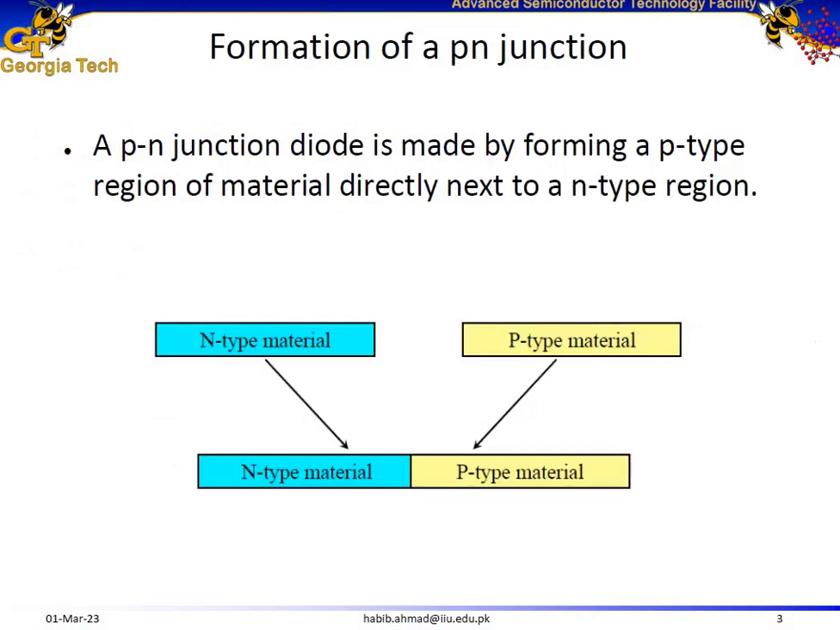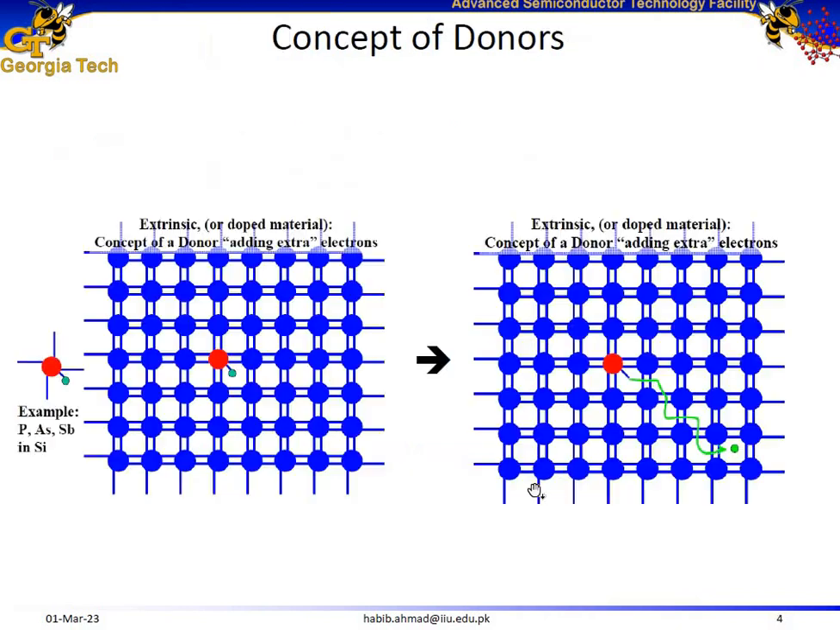Formation of a p-n junction. How do you form a p-n junction? You form a p-n junction by placing together an n-type material next to a p-type material. Let's first talk about the n-type material once again.